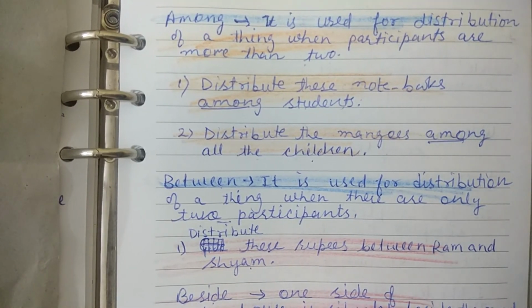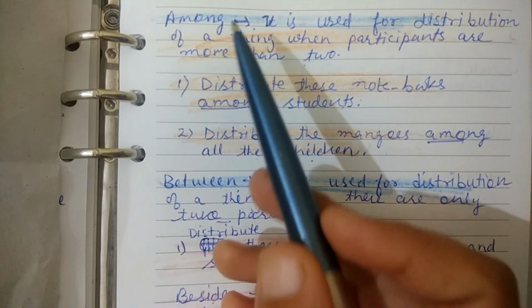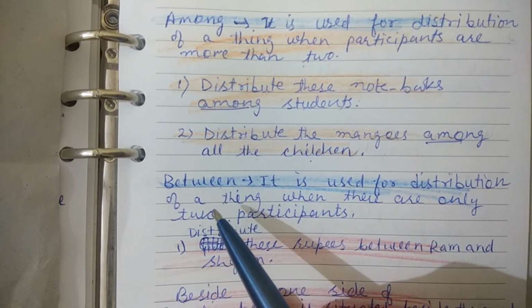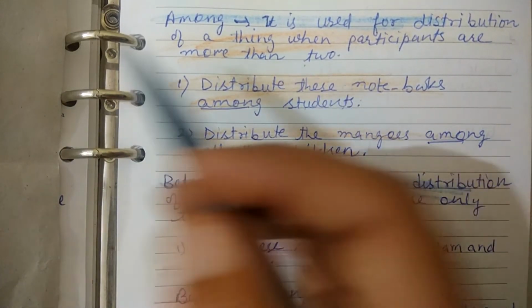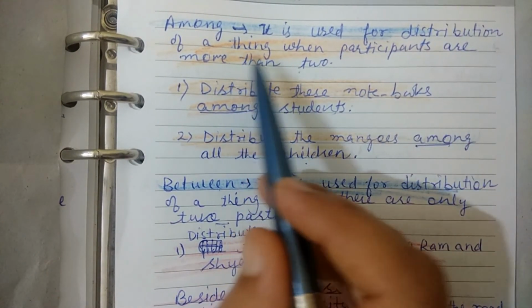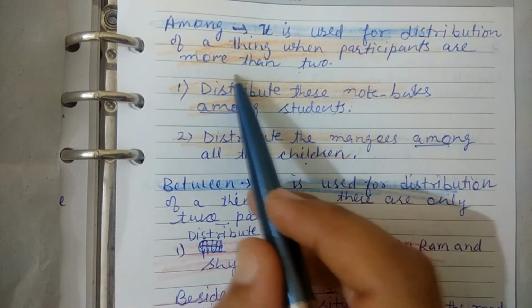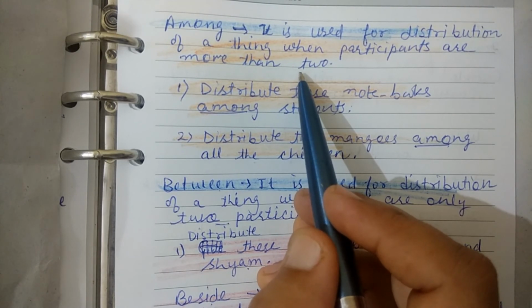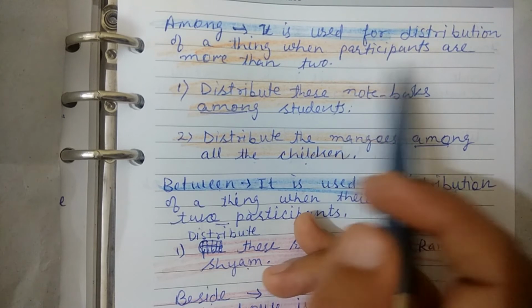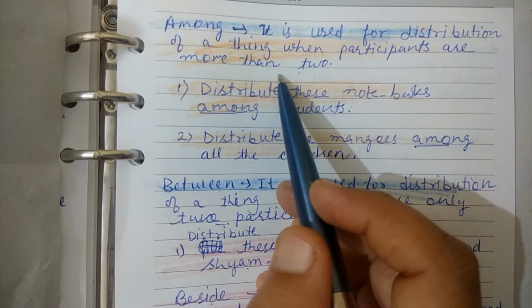Our next preposition is among. Among and between, both prepositions are used for distribution. Let's see the difference between both of them. Among is used for distribution of a thing when participants are more than 2. We are distributing a thing, but we have so many participants, more than 2, we can say.